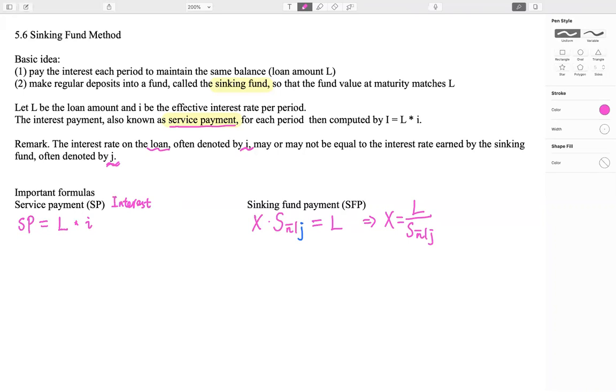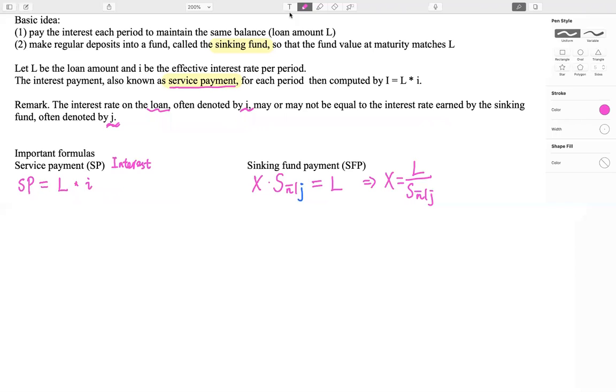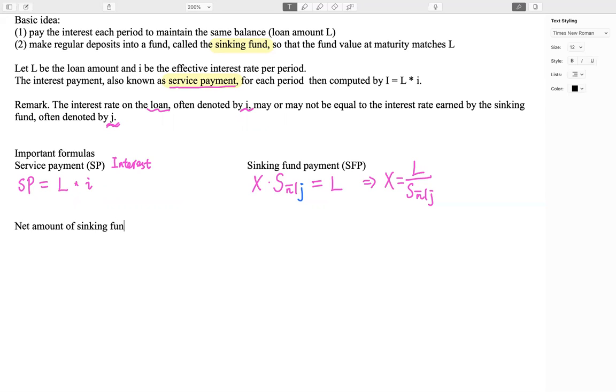Sometimes, occasionally, we also want to know the net amount of sinking fund loan. This has the same sense as the outstanding balance, but of course they are not exactly the same. So let me put a basic assumption, a standing assumption: unless otherwise stated, we always assume this. That is, the service payments equal interest due, so that the balance L does not change. So that's a standing assumption we always assume.